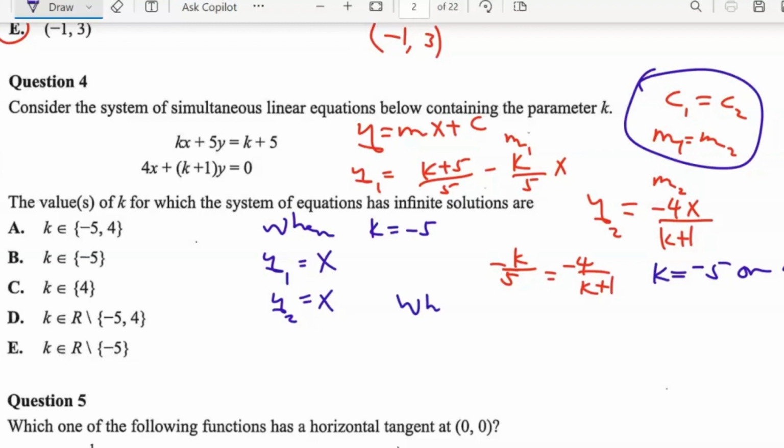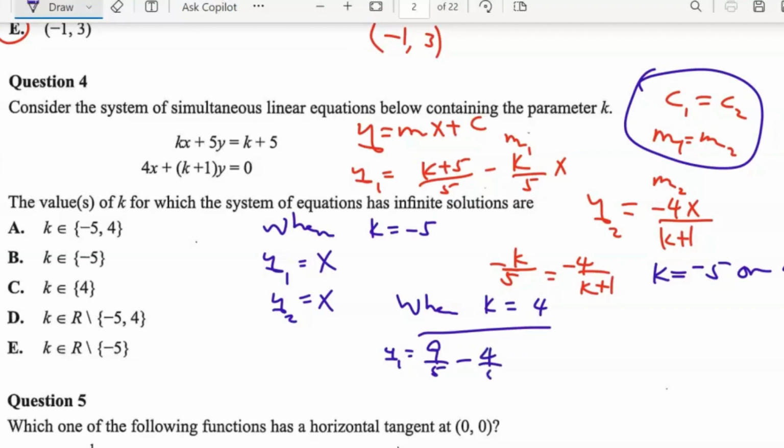How about when k equals 4? We want to find out what happens when k equals 4. If I put that into y1, I get 9 over 5, and that gives me negative, well, negative's already there.